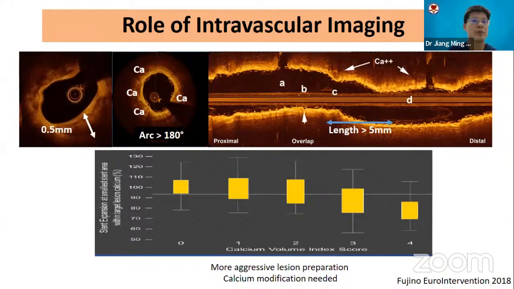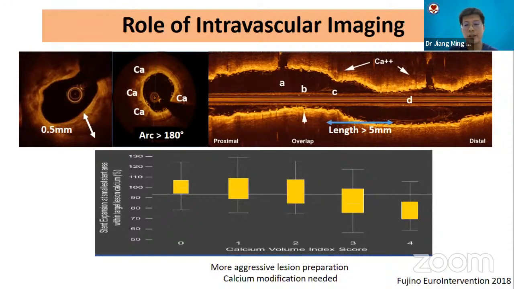And of course, the role of intravascular imaging. As we all know, plain angiography may not be as sensitive for detection of coronary calcium, while IVUS is sensitive for detection of coronary calcium, but because of the reflection of the sound waves, IVUS may not be able to measure the depth of calcium accurately. OCT is more sensitive for detection of coronary calcium, and can measure the depth as well as the calcium arc.